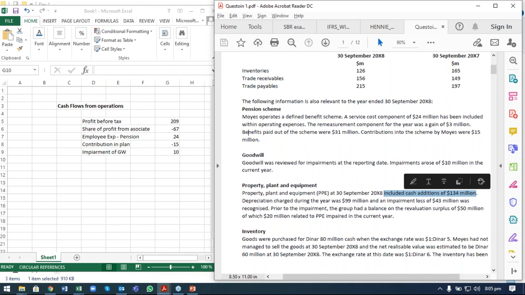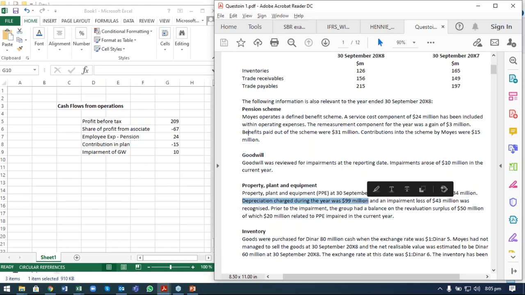But what do you think? This 134 million could be accounted for under cash flow from operating activities? No, it's an investing activity. So you're not going to account it for this specific section. We'll be moving on.